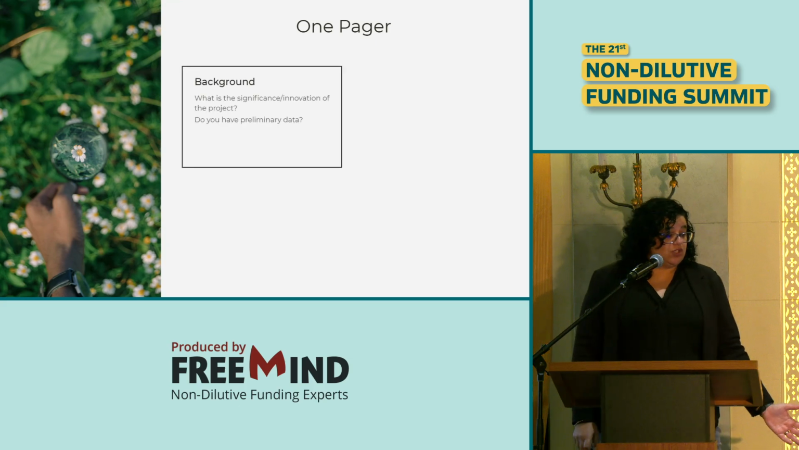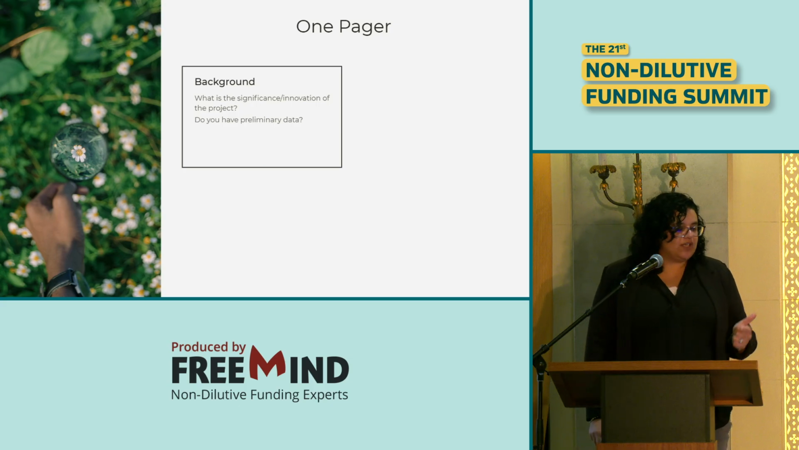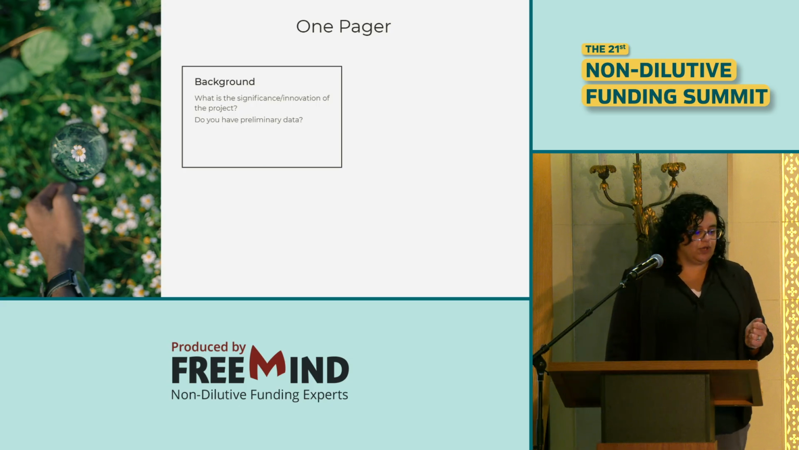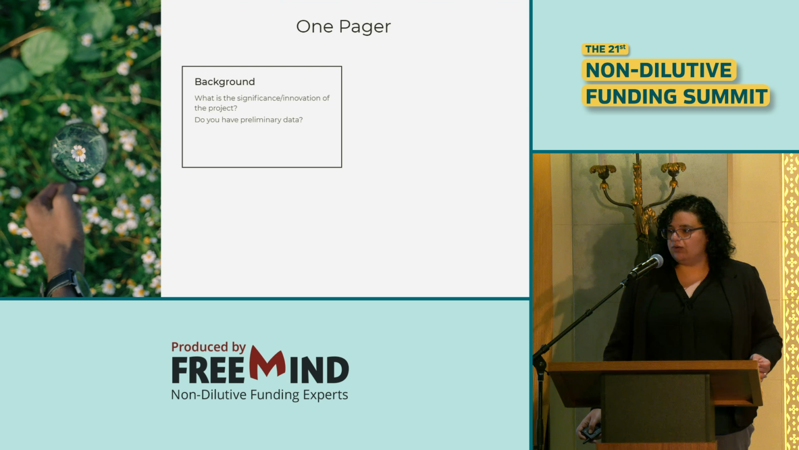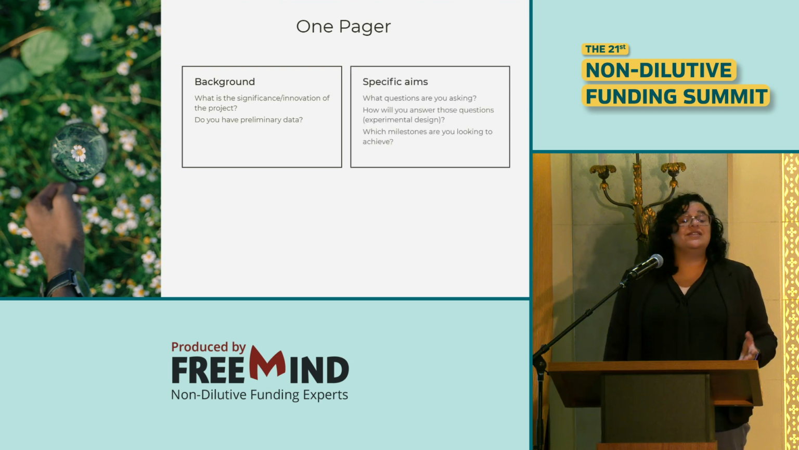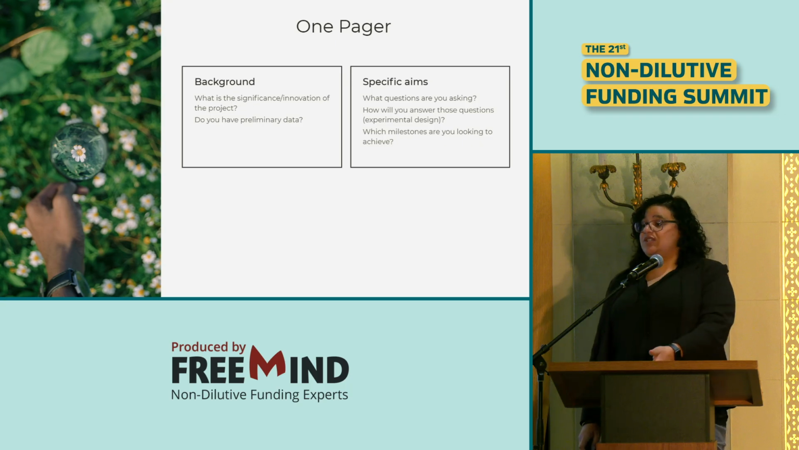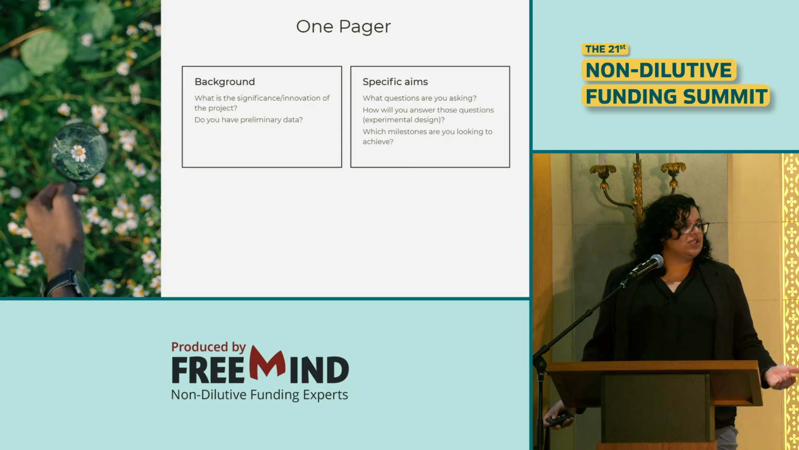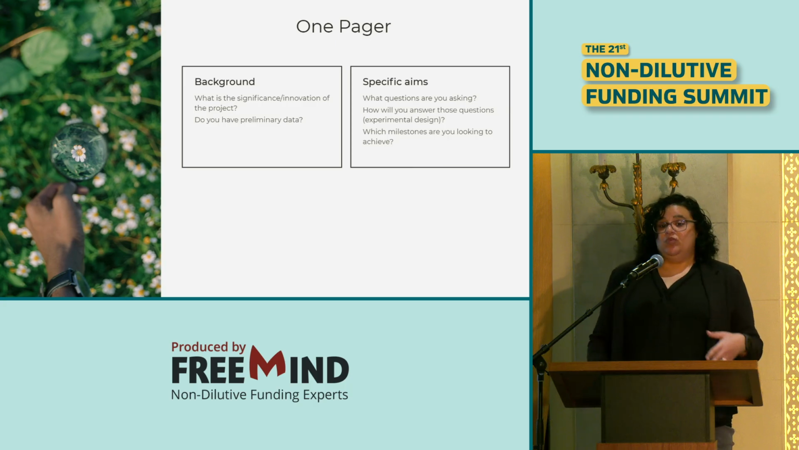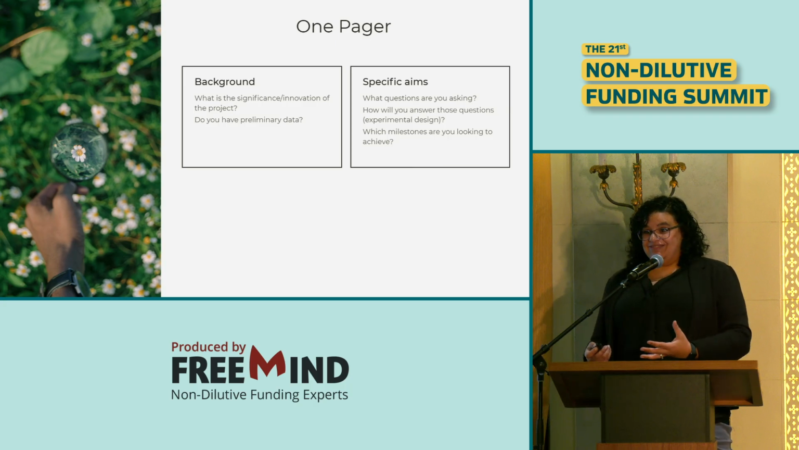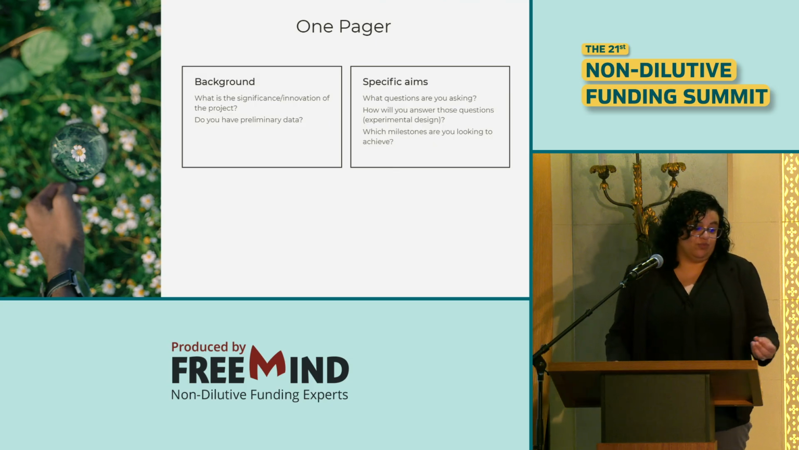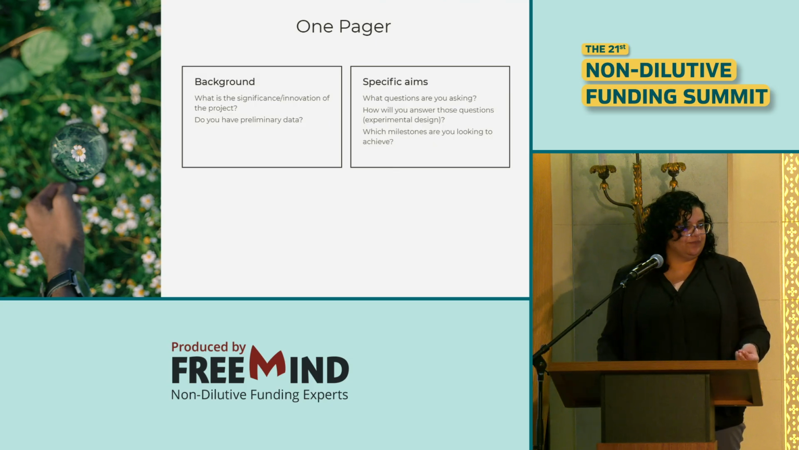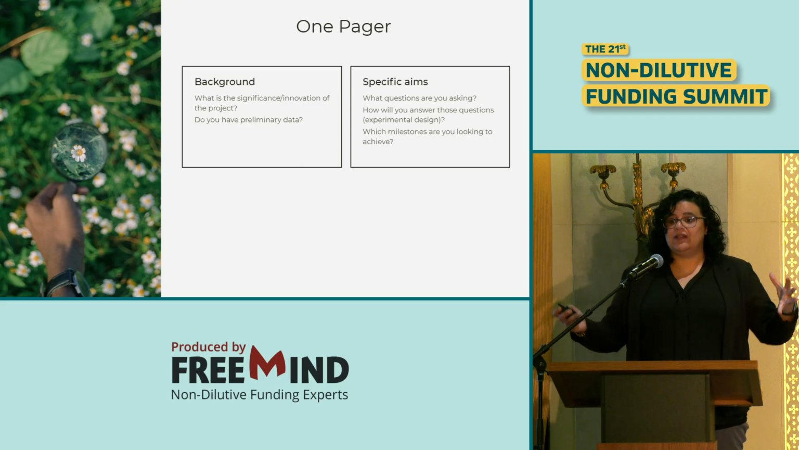So in the one-pager, we'll need the background. What is the significance? What is the innovation of the project? Do you have preliminary data already? Next, the specific aims. What is the hypothesis? What are the questions that you're asking? And then, how will you answer those questions, which is basically the experimental design. And lastly, what are the milestones that you want to achieve? And this is basically the skeleton of your project.